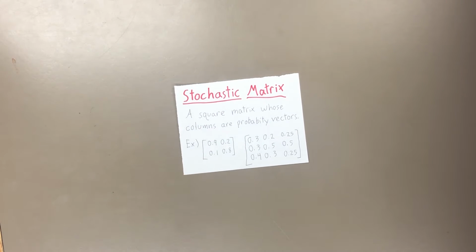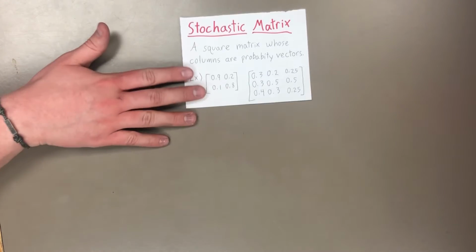And so, the next important definition is stochastic matrix. A stochastic matrix is a square matrix where the columns are probability vectors. Thomas is going to give us a couple of good examples of those.